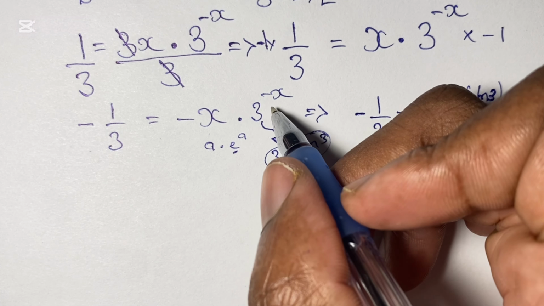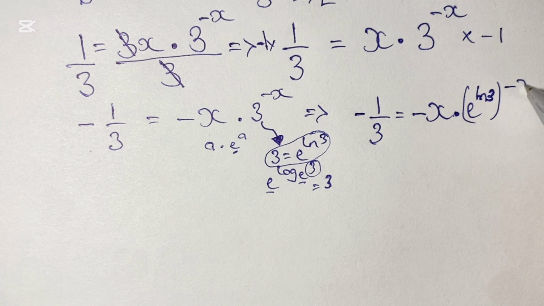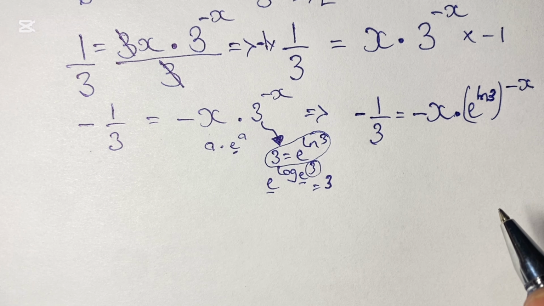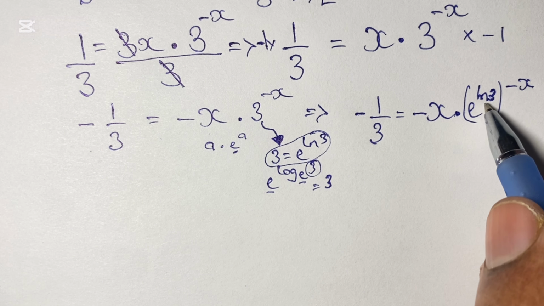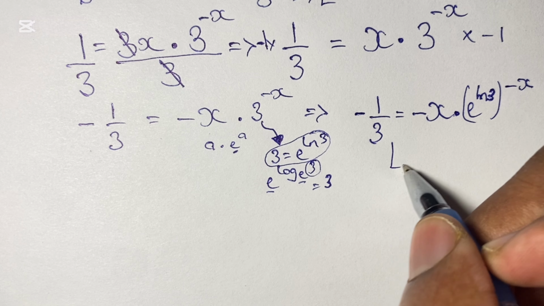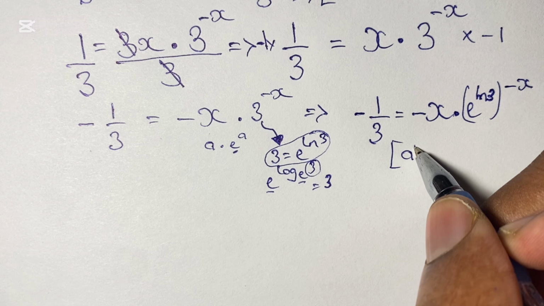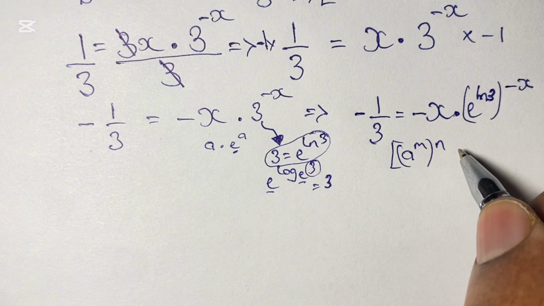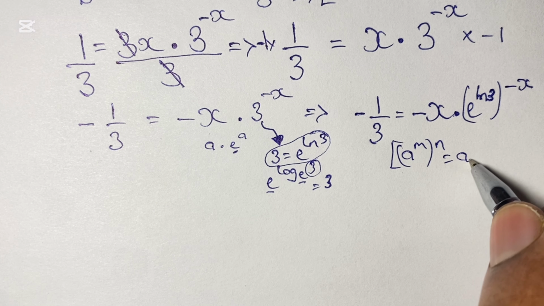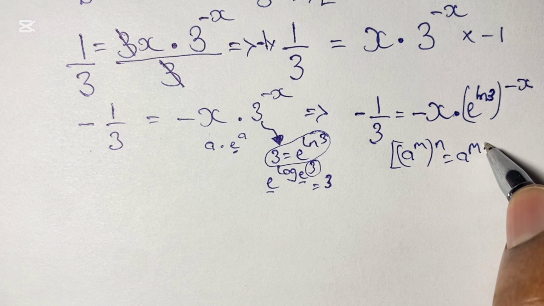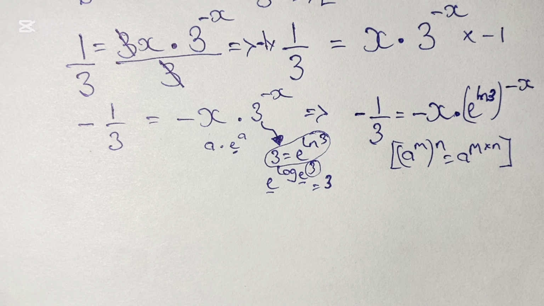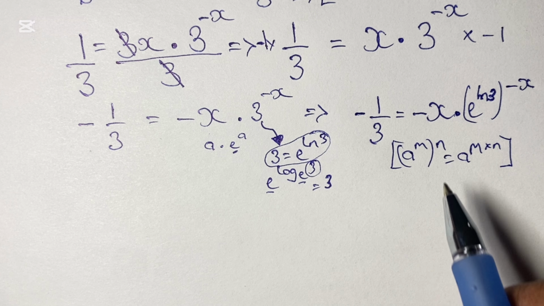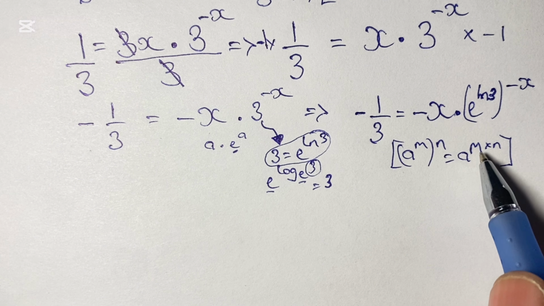And of course, this is going to be raised to the power of negative x. So from here, we continue to solve our equation by rewriting what we have in the power here. So we have ln of 3 in brackets powered by negative x. Now our law of indices states that where we have a to the power of m in brackets powered by n is the same as saying a to the power of m times n. So we can rewrite our equation having this understanding just to simplify what we have here.